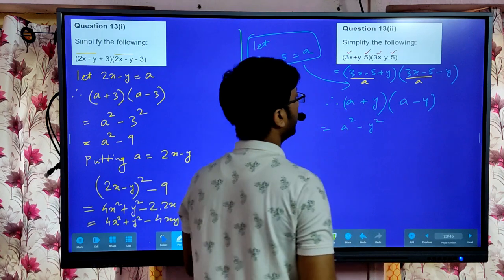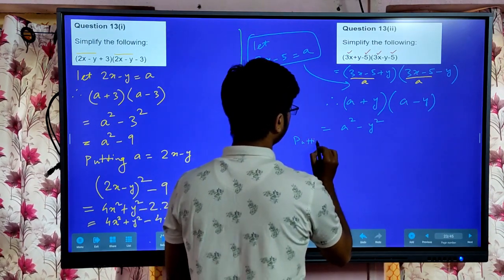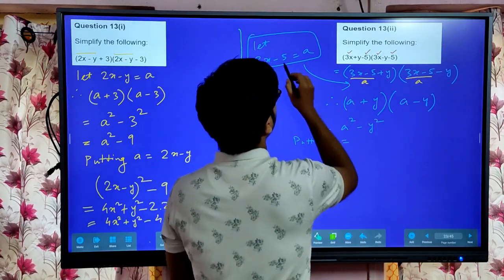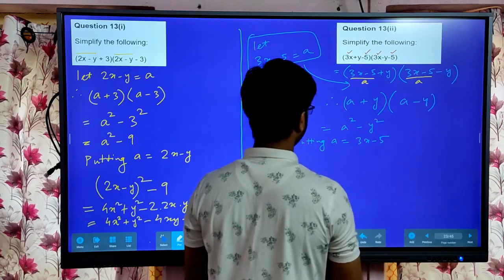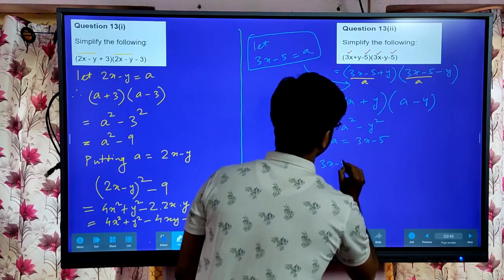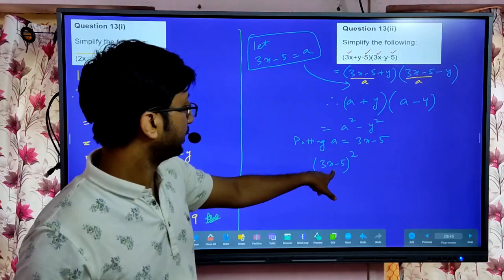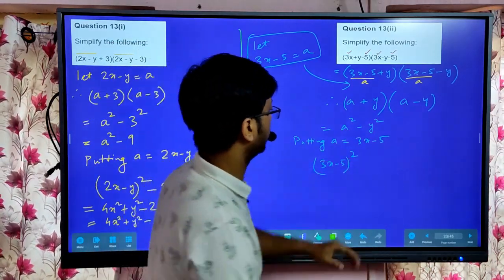So you put the values of a, now you will write, putting a equal to what you have taken, 3x minus 5, we get 3x minus 5 whole square. This a square is 3x minus 5, a is 3x minus 5, so a square is 3x minus 5 whole square minus y square.